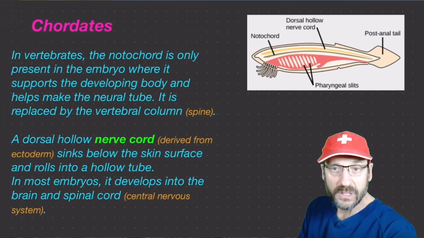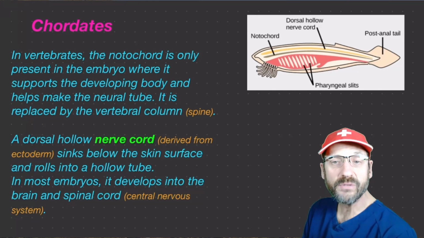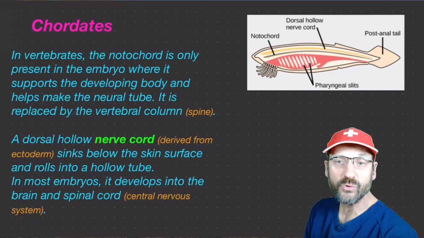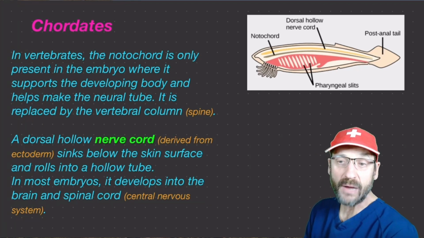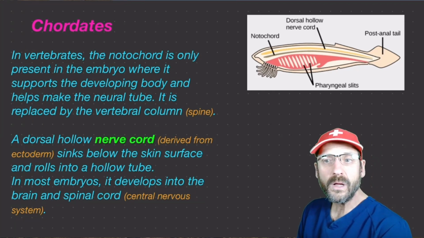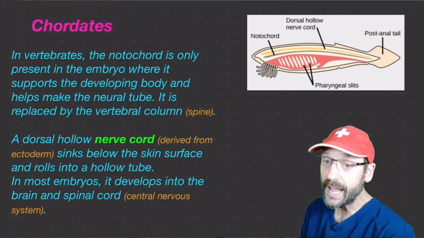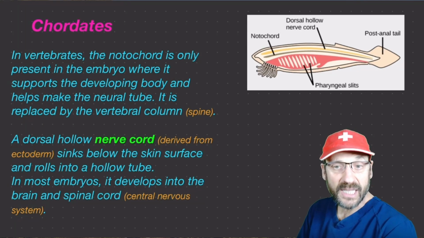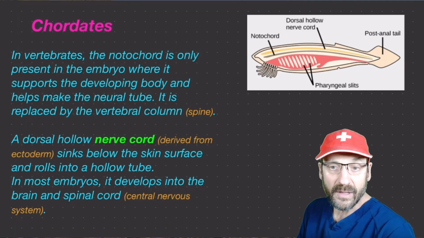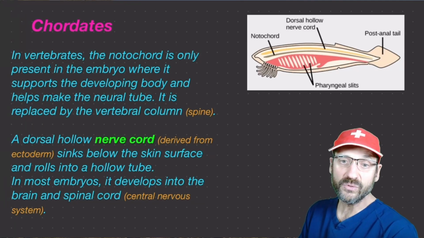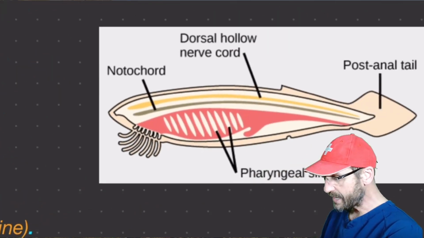In vertebrates, the notochord is only present in the embryo, where it supports the developing body and helps make the neural tube. It is replaced then by the vertebral column, which is our spine. A dorsal hollow nerve cord, which is derived from the ectoderm, sinks below the skin surface and rolls into a hollow tube. In most embryos it develops into the brain and spinal cord, which is our central nervous system.